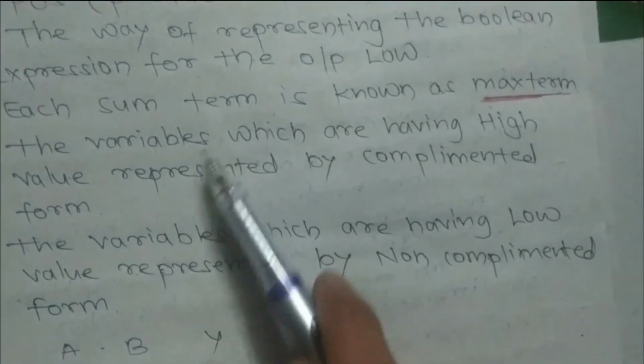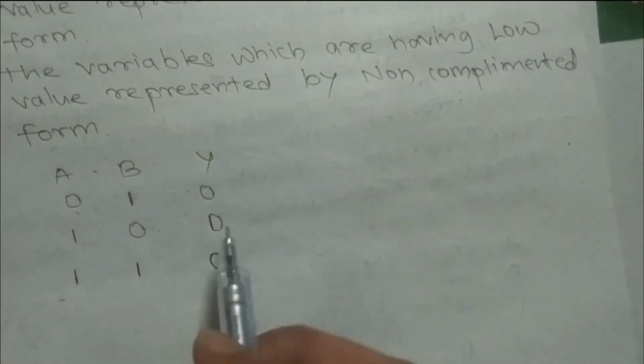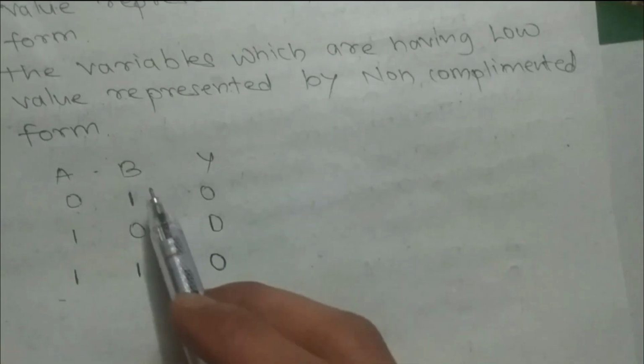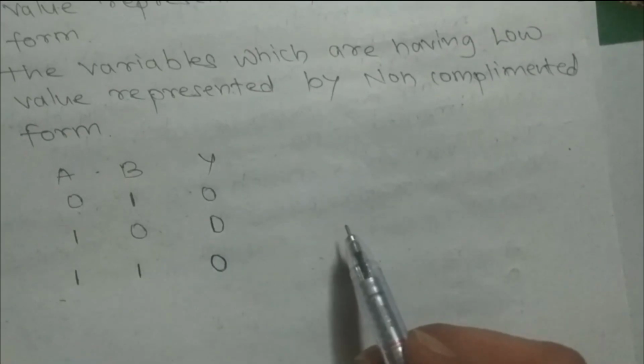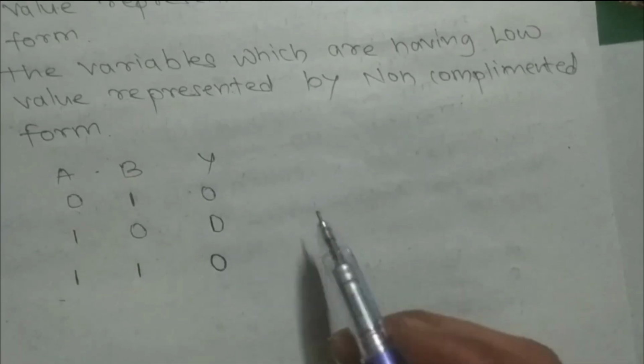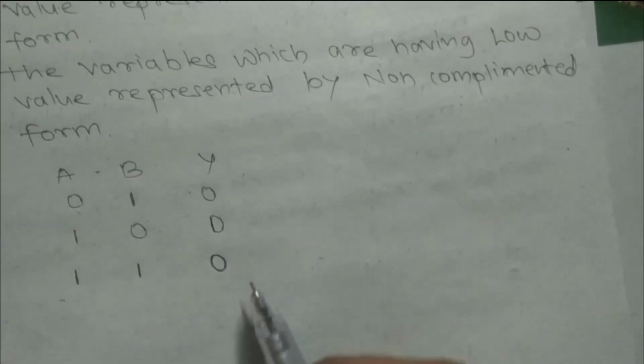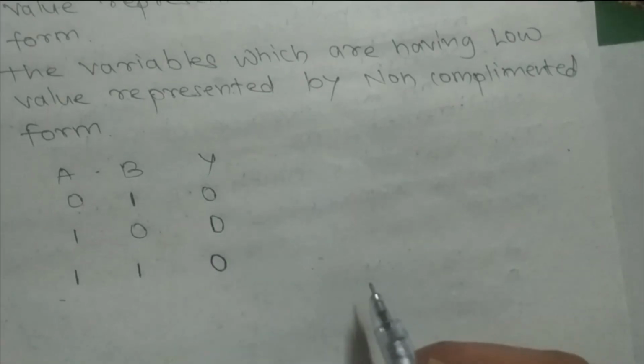By concentrating on these two points, whatever variable is present in the low state is represented in non-complemented form, and the variable which is present in the high state is represented in complemented form. In between those we write the plus operation, which represents the sum.